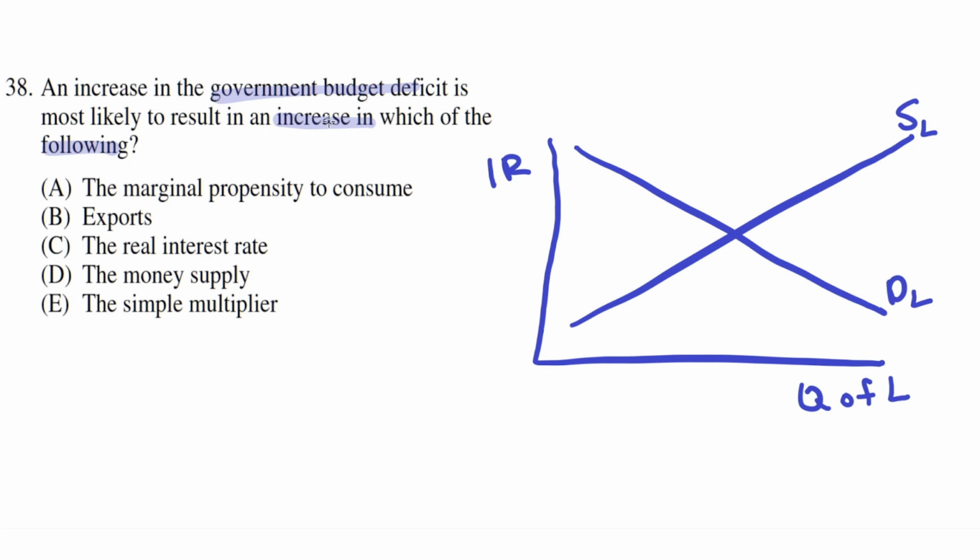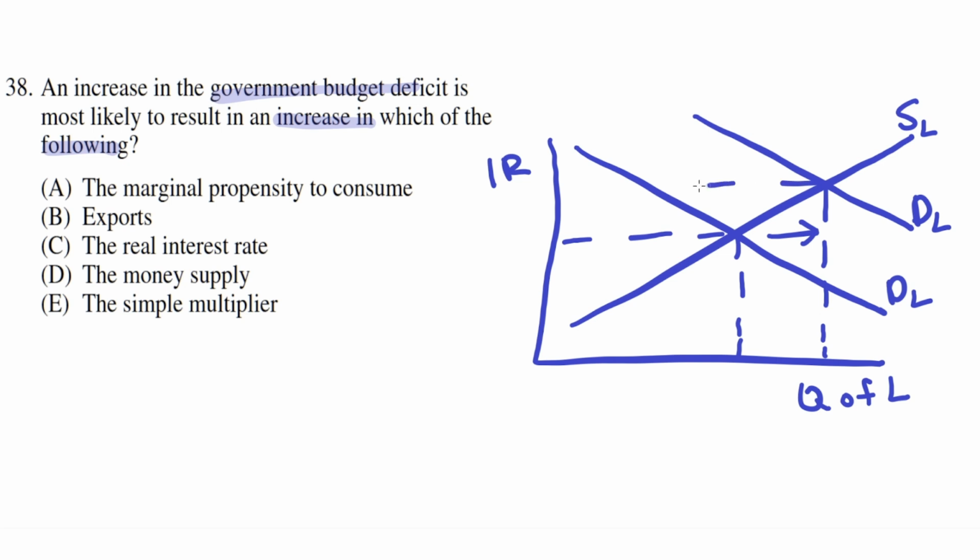Now, because there is an increase in the budget deficit, there will be an increase in the demand for loans, as the government will demand more loans. This is because they're in a budget deficit, meaning that the revenue they earn is less than the money they spend. Because of this, they need to take out loans, so demand for loans will increase. This can be represented by a shift to the right in the demand for loans. As a result, the quantity of loans will increase, and the real interest rate will also increase, which we can see from this graph.